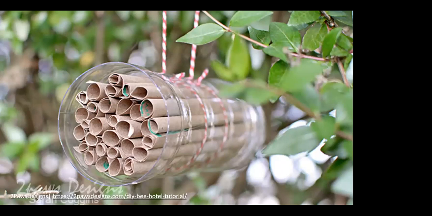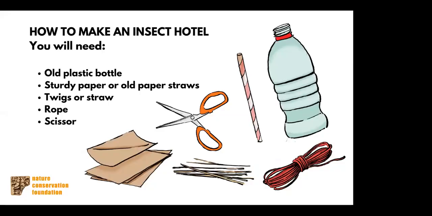So it's very simple. All you need is, I hope you can see my screen. Yeah, all you need is an old plastic bottle, strong paper or old paper straws. So even though paper is not necessarily a natural material, it's derived from a natural material and it's familiar enough for insects to be comfortable with. We can also use twigs or straw, so small thin pieces of wood. And if we need some rope, we can use it, and a scissor. This is all you need.